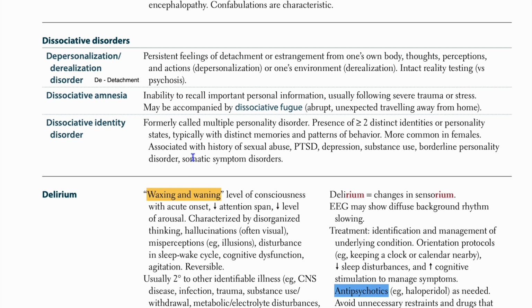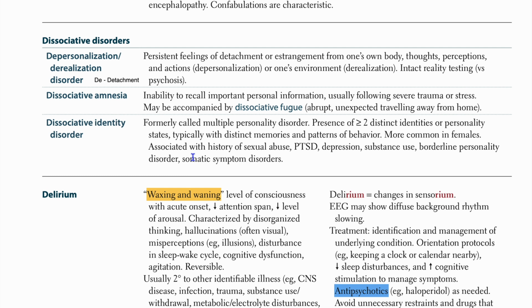Dissociative amnesia is the inability to recall important personal information, usually following severe trauma or stress, and may be accompanied by dissociative fugue. This is abrupt, unexpected traveling away from home.